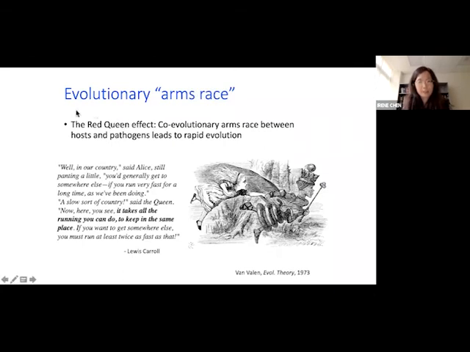This name goes back to Alice in Wonderland and Through the Looking Glass, where the Red Queen is pulling Alice through this landscape, and they're both dashing along as fast as they can. At some point, Alice looks around and notices that the scenery isn't changing. She's running as fast as she can, but she's in the same place. Alice turns to the Queen and says, "Well, in our country, you generally get somewhere else if you run very fast for a long time, as we've been doing." And the Queen says, "A slow sort of country. Now here, it takes all the running you can do to keep in the same place." This is what hosts and pathogens are doing, evolving as quickly as possible just to stay alive, just to stay in the race.